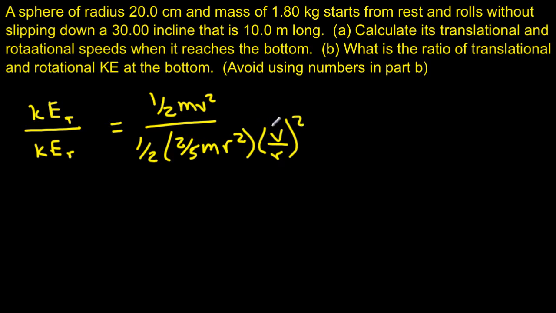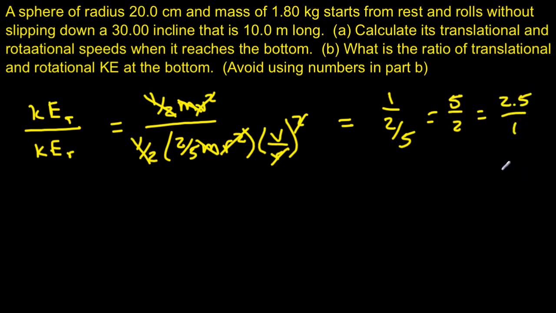And again, we're going to simplify as best we can, so we can cancel out a few things here. We can cancel out this 1/2 and that 1/2. We can cancel out m and m. We can cancel out this r squared and that r squared. And we can cancel out v squared and v squared. So this becomes 1 over 2/5. Well, that's a complex fraction, so we can invert and multiply. So I get 5/2, which becomes 2.5 to 1. And that is our ratio of the two kinetic energies.